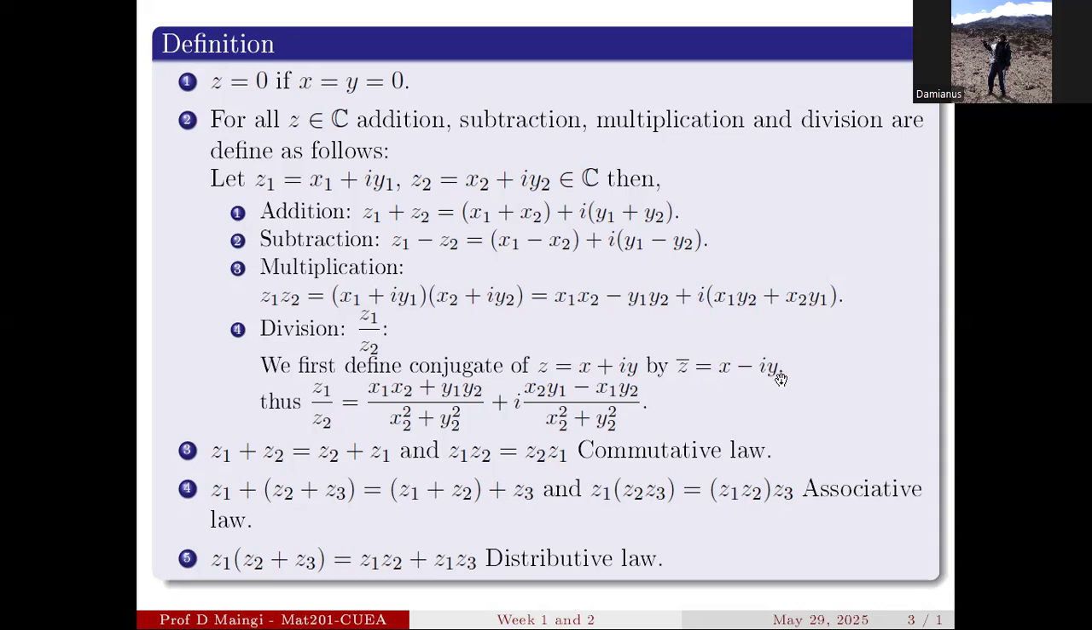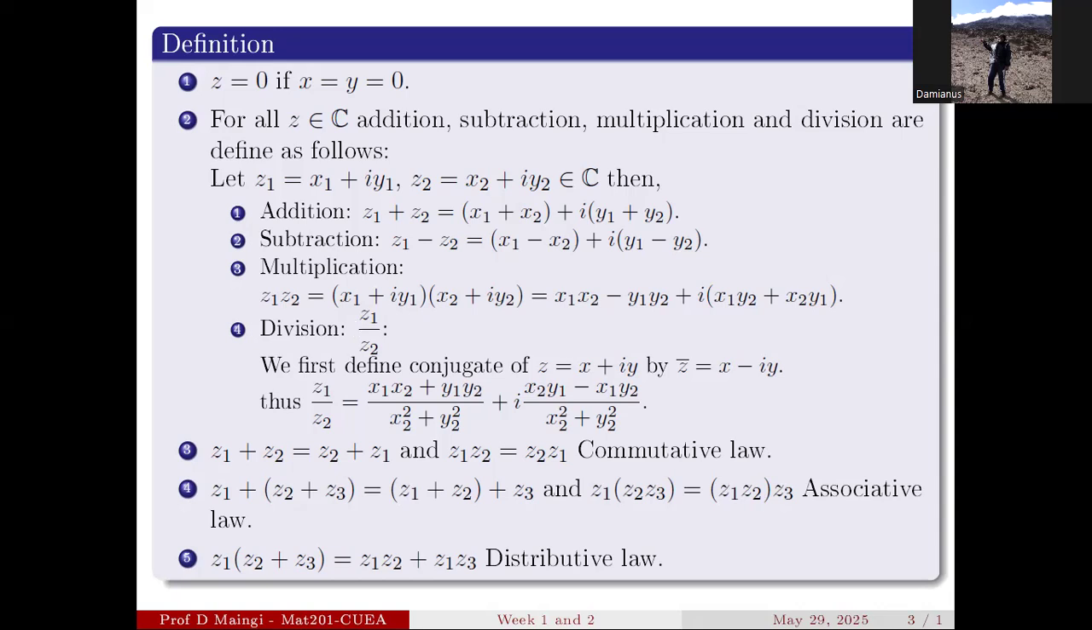So for instance, pay attention, suppose Z equals 2 plus 3i. Then its complex conjugate, bar Z, will just be 2 minus 3i. That would be the complex conjugate. And so now we can define the division of complex numbers. So how do we do that?